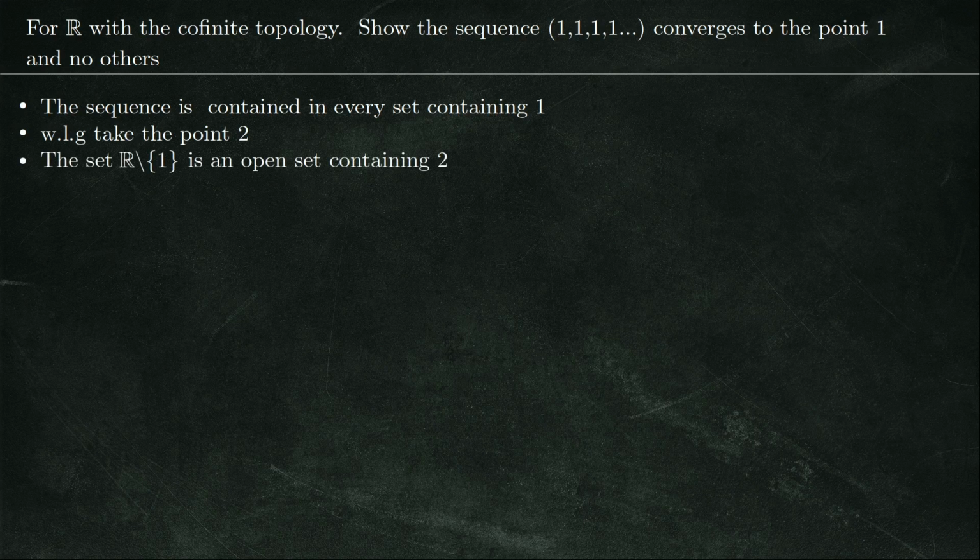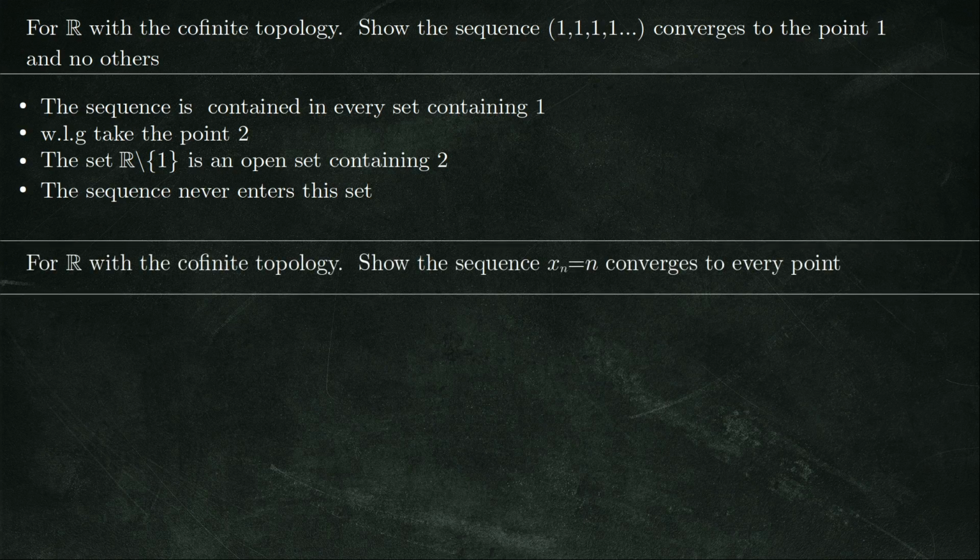Then the set R complement {1} is an open set containing the point 2. We can tell it's an open set because the complement of R complement {1} is just {1}, and that's finite. However, because this set doesn't contain the point 1, the sequence is never in that set. And so therefore the sequence doesn't converge to any other point. Okay, for our next example, have a go on your own and then come back to the video and I'll go through the solution.